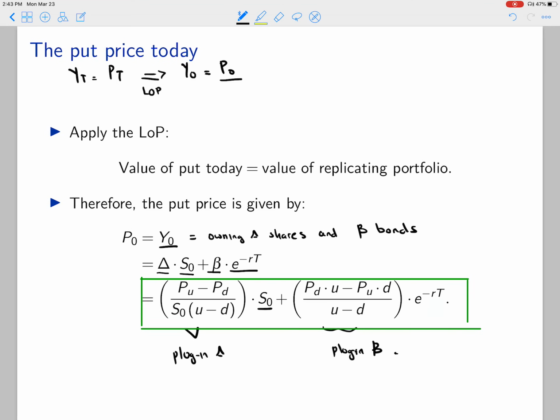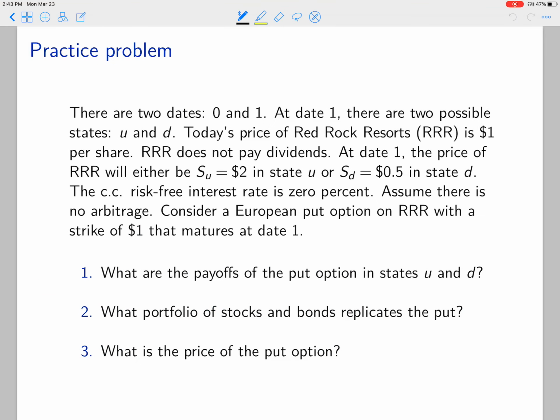Okay, very straightforward, very simple, just like pricing the call option, except we swapped C's for P's. So we'll do a couple of practice problems to reinforce our knowledge, and then we'll be done with this part of the lecture. So I'll give you a minute to read this question. I will then go out and solve the problem.